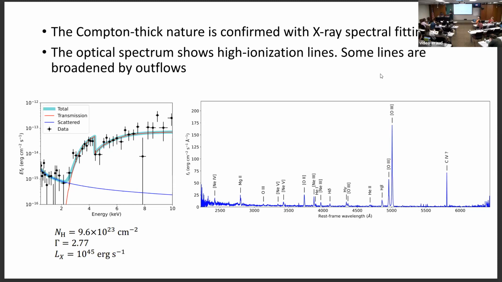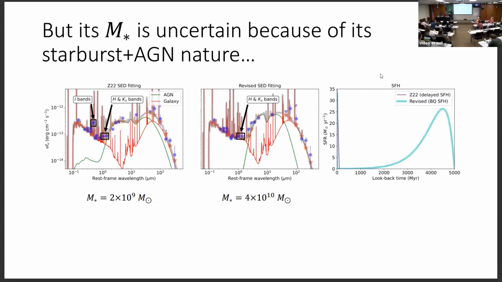But the problem is that the reason I call it a candidate is not because of its AGN signature, but its stellar mass. We found it's very hard to constrain stellar mass because it's a starburst AGN. If it's only an AGN, we can still do a very good job in constraining stellar mass. But the problem is that it's a starburst galaxy plus an AGN, and this causes lots of trouble.